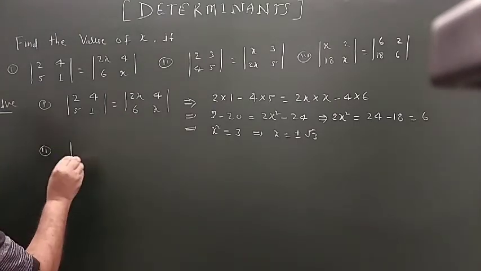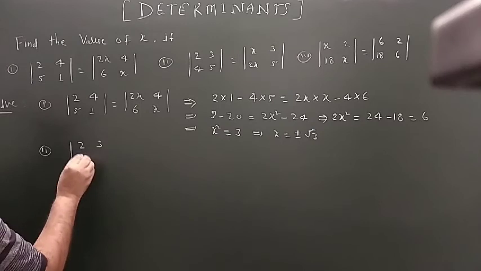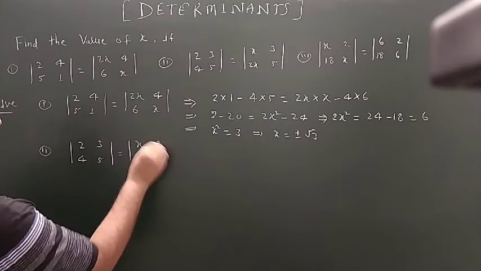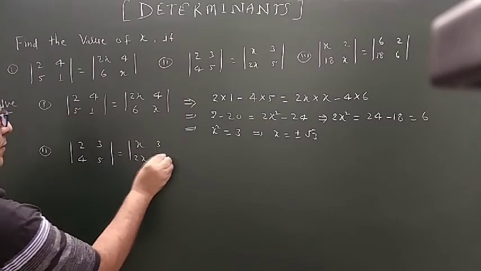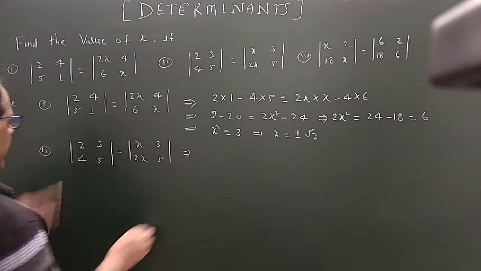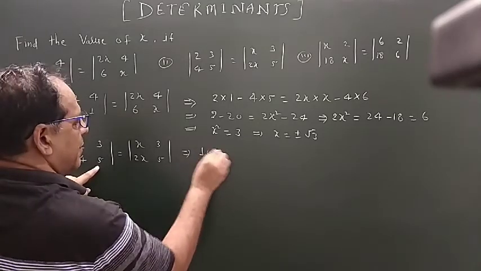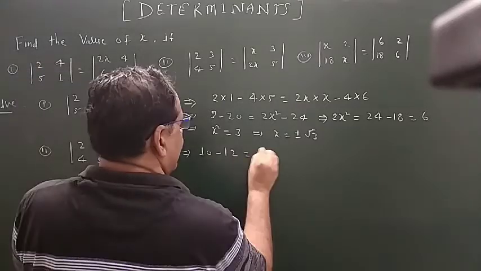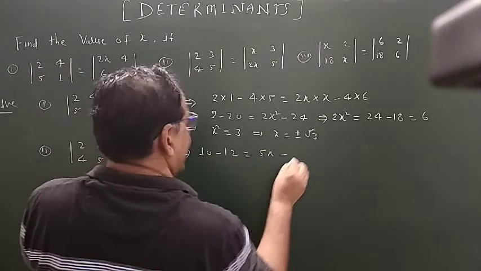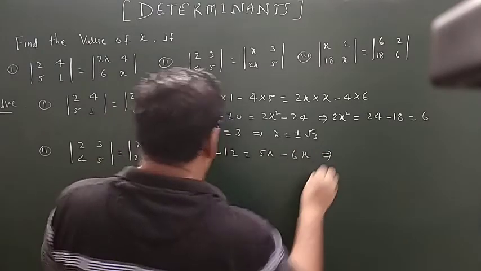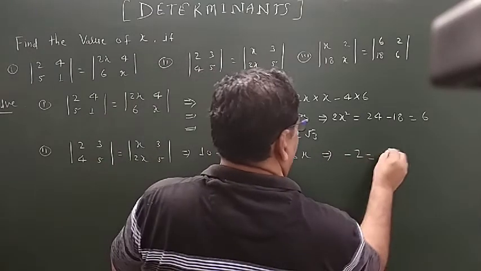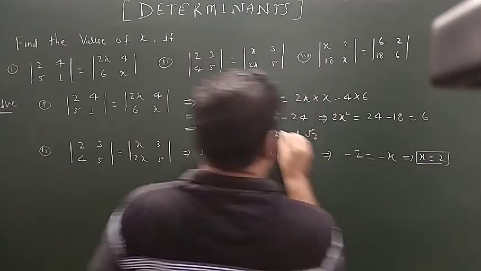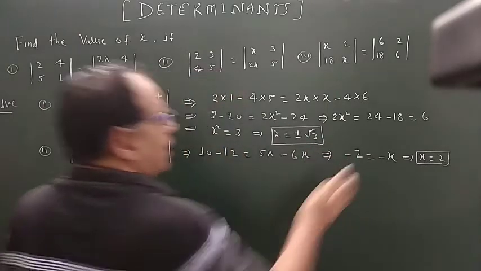Now second part, 2, 3, 4, 5 equal to x, 3, 2x, 5. So now we have 2 fives are 10 minus 3 fours are 12 equal to 5x minus 6x. So now we have minus 2 equal to minus x, so x equal to 2. Here in the first part x equal to plus minus root 3, and in the second part x equal to 2.